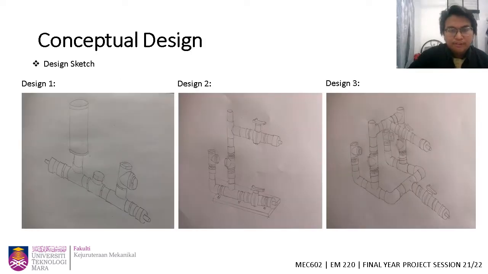For the conceptual design in this project, I came up with three types of design. Design 1 is called the one-way hydraulic ram water pump. Design 2 is called the elevated hydraulic ram water pump, and design 3 is called the four-way check valve hydraulic ram water pump.